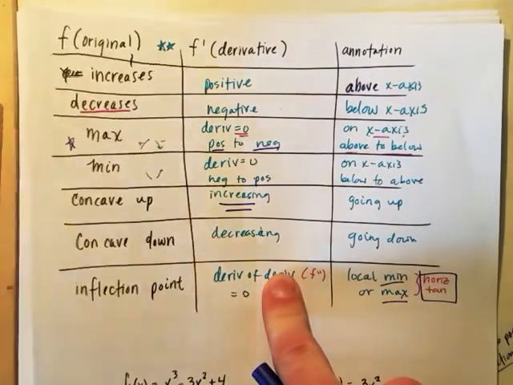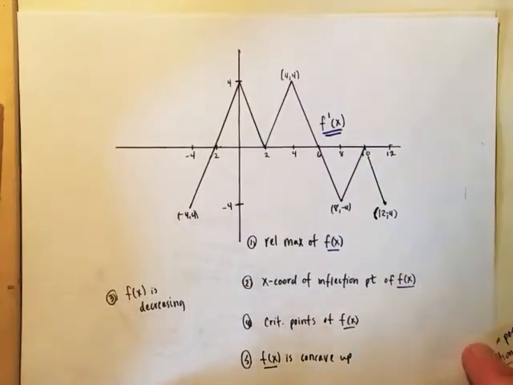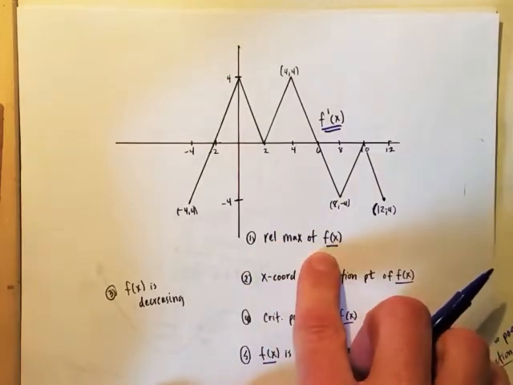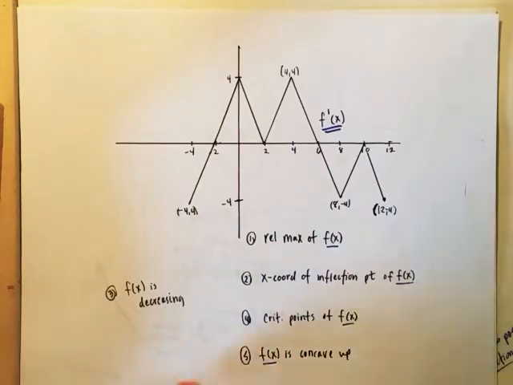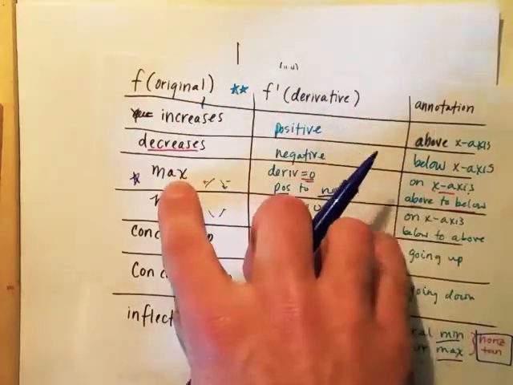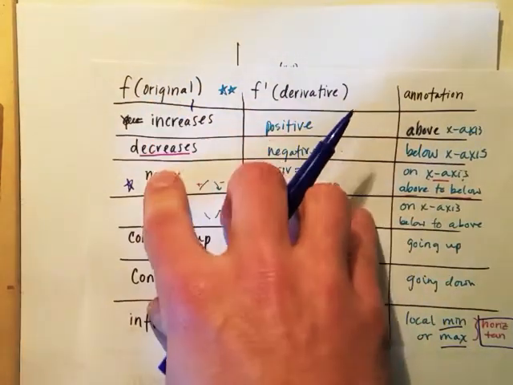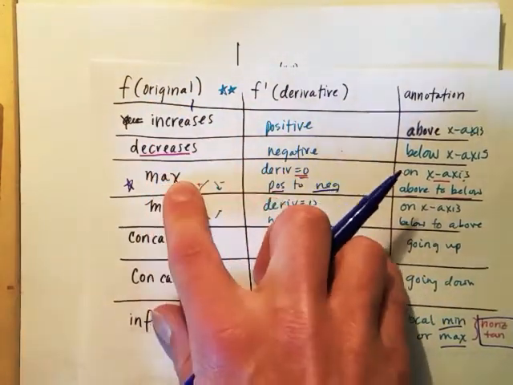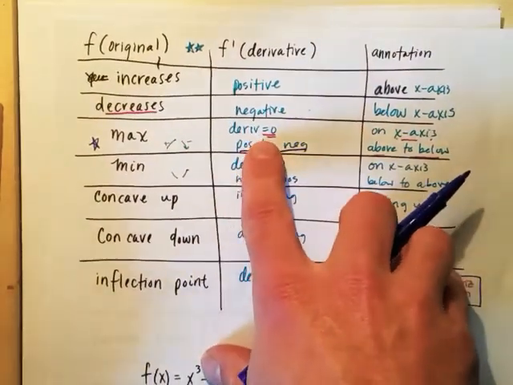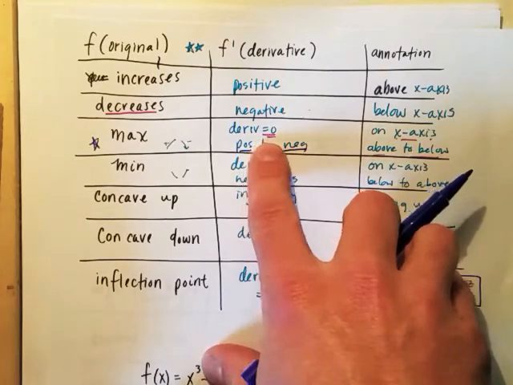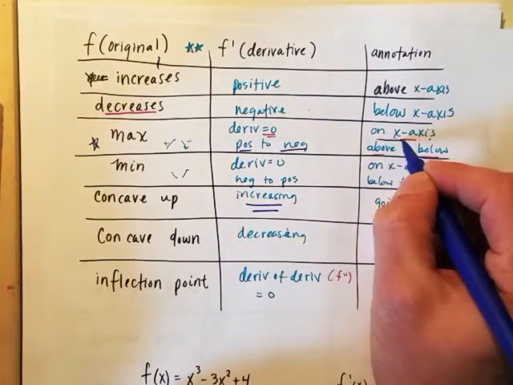So with that being said, let's go to the very first question. It says find the relative max of f of x. All right, so let's look at our chart. Relative max of f of x, that's our original function f. If there's a max there, what does that look like on our derivative graph? Well, we'll be looking for where the derivative is 0. So think about where your outputs are 0. That's going to be on the x-axis.